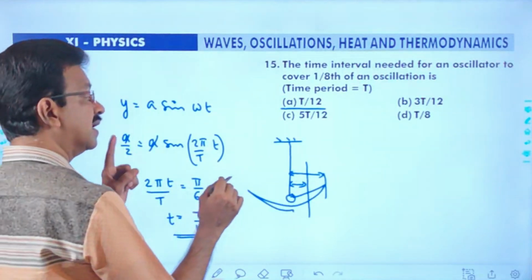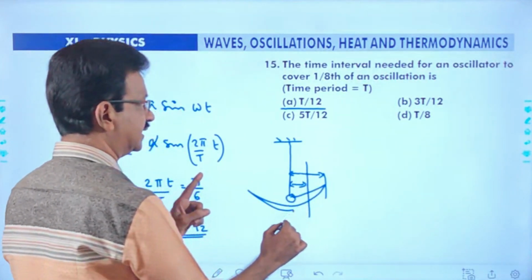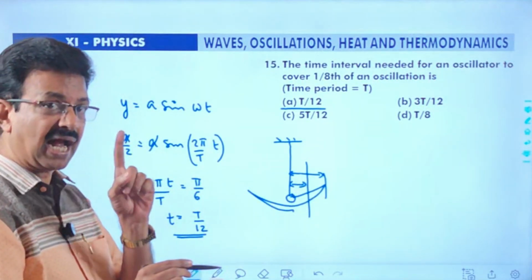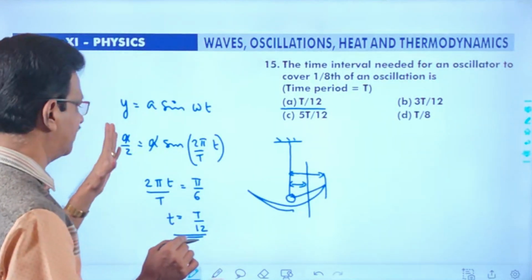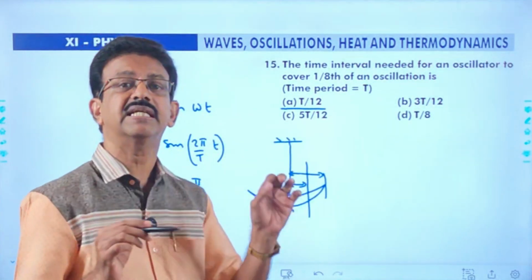You remember one thing, corresponding to 1/8 of an oscillation, the value of displacement is half the amplitude, and I substituted that value here. Therefore, the correct choice is A.